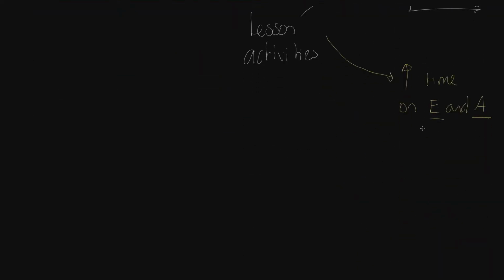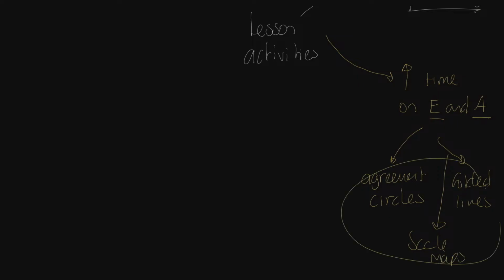We do that because with evaluating, we would be doing things like agreement circles, check the blog. We would be doing things such as folded lines, check the blog. We would be doing things such as scale maps, check the blog. All of these are detailed. These are developing the behaviours of evaluation.